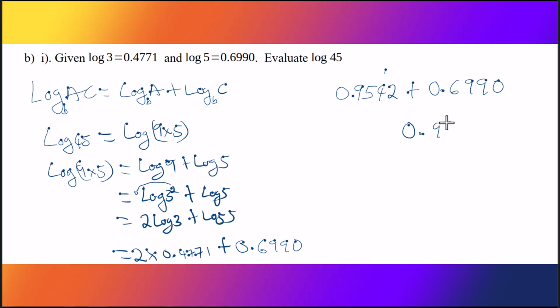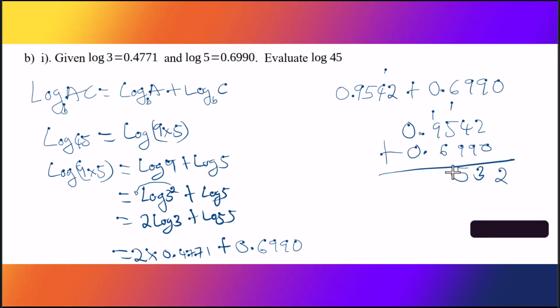0.9542 plus 0.6990. Do the addition. Here we get 2, here we get 3, carry 1. We get 5, we carry 1 again. We get 6, carry 1. So here is our answer. So log 45 is equal to 1.6532. So this is our solution.